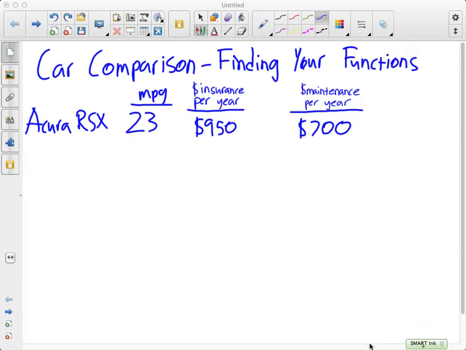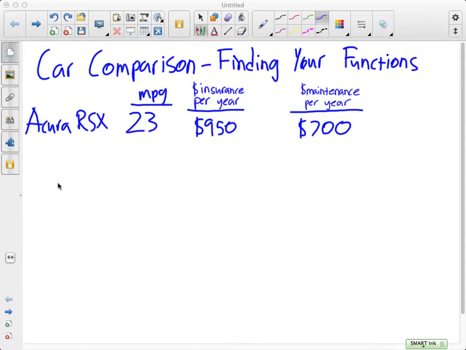So the purpose of this video is going to be to help you come up with the functions in your car comparison problem. So let's say I have the following car. It's an Acura RSX and it gets 23 miles per gallon. We pay $950 a year for insurance and $700 a year for maintenance. And we want the total cost function.